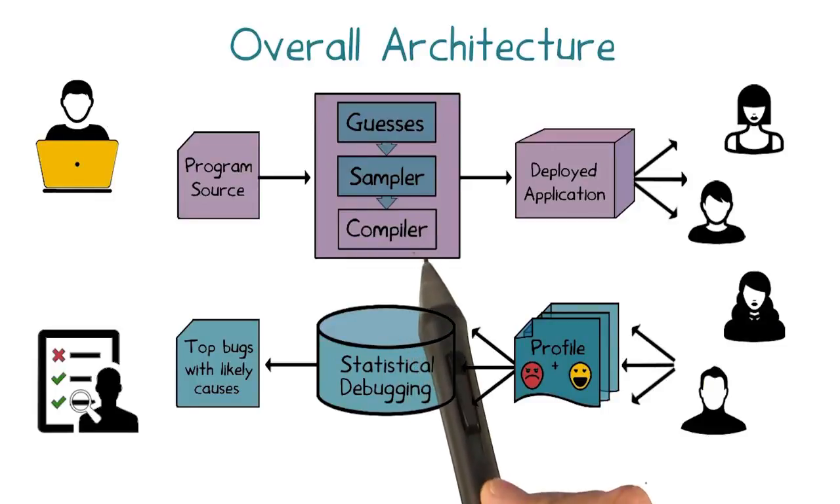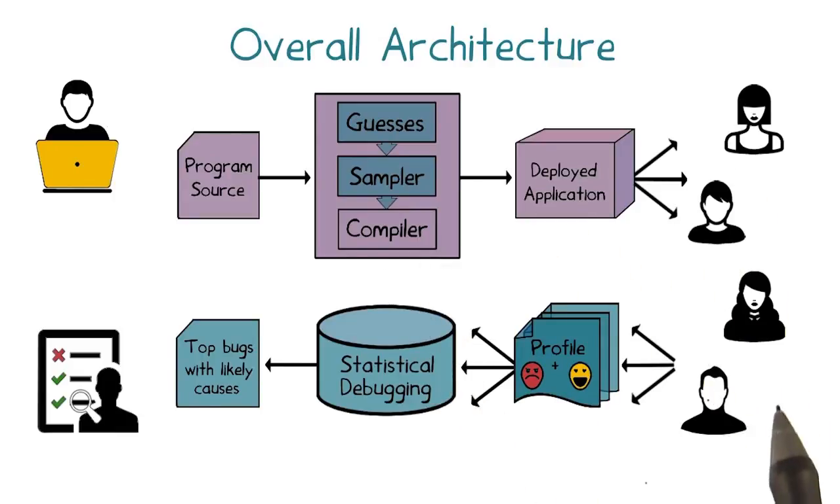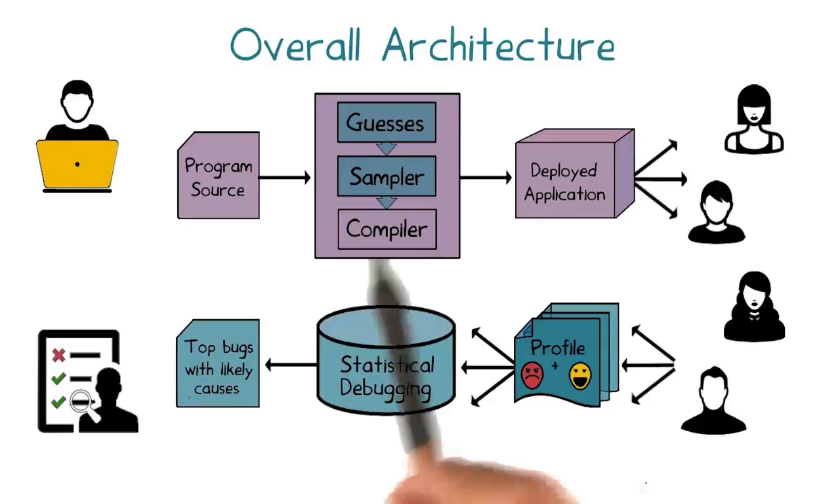The instrumented code is then compiled and deployed to the user base. During user runs of the program, behavior feedback profiles are created along with bits indicating the success or failure outcome of the run, and these profiles are then transmitted back to the developer's database. The developer can then perform statistical analysis on this data to determine which bugs are the most important and what their likely causes are. Notice that unlike the other software analysis and testing techniques in this course, this approach does not require a formal specification in order to find bugs.